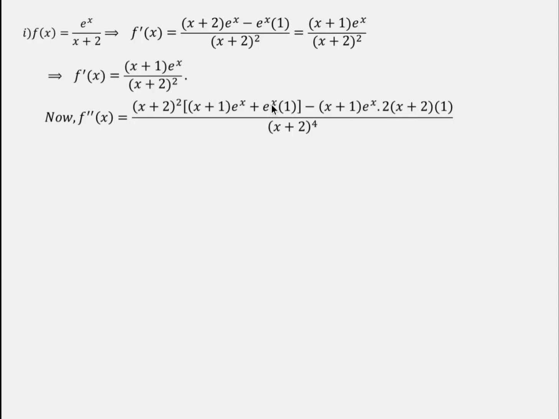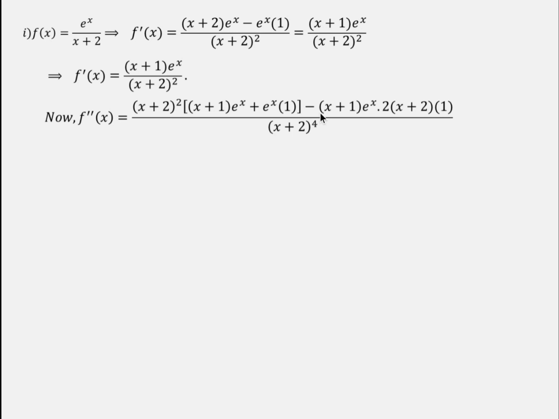minus the numerator times the differential of the denominator. To differentiate the denominator, we have to use the power rule, which would then give us the derivative as 2 into x plus 2 times the derivative of the bracket x plus 2, which is 1, all over the square of the denominator. So x plus 2 squared all squared, which gives x plus 2 to the power 4.